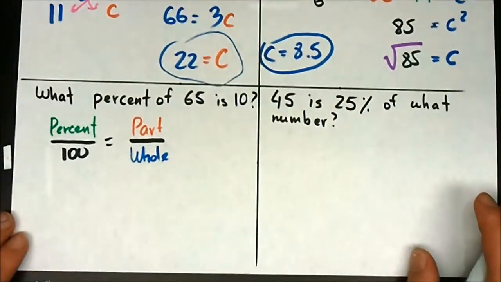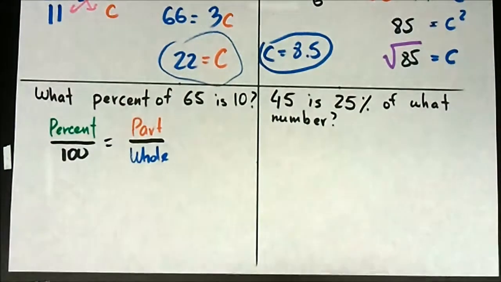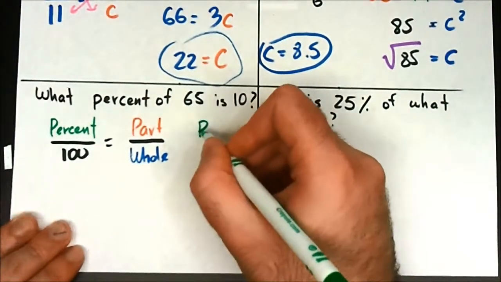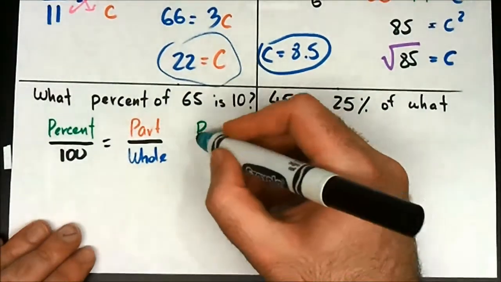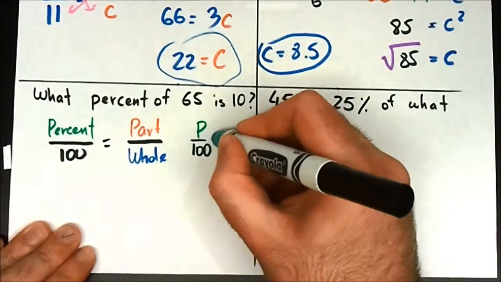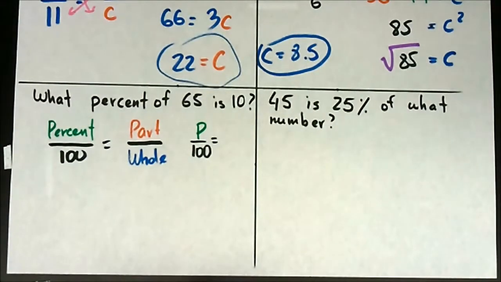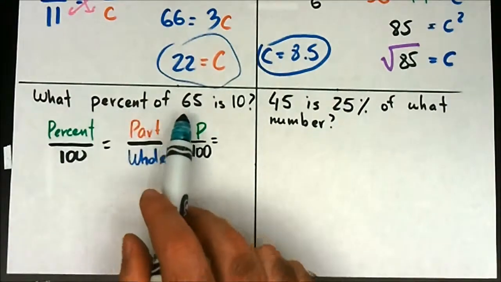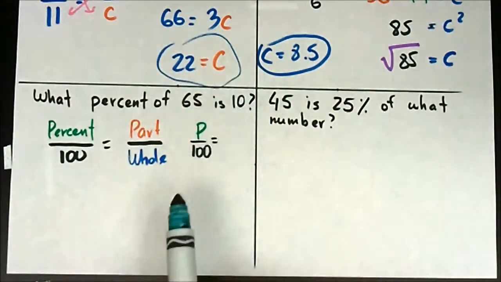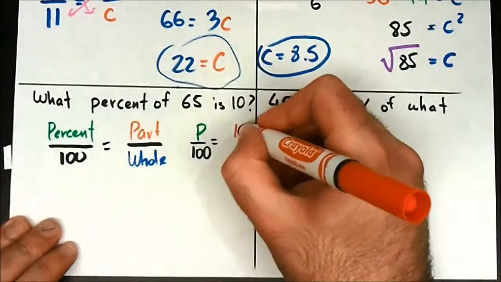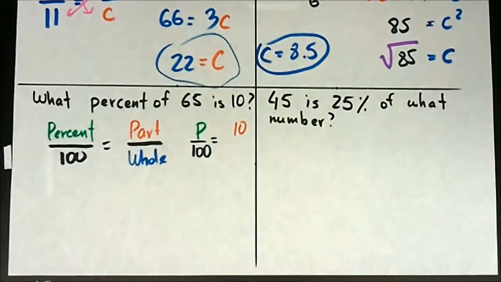Now what's missing? The percent is missing. What percent? That makes it super easy. So we're going to leave the percent as a P, and we're going to fill in the rest. So P over 100 equals, now what's the part, what is the whole? What percent of 65 is 10? 10 is the part, 65 is the whole. So 10 on top, 65 on the bottom.